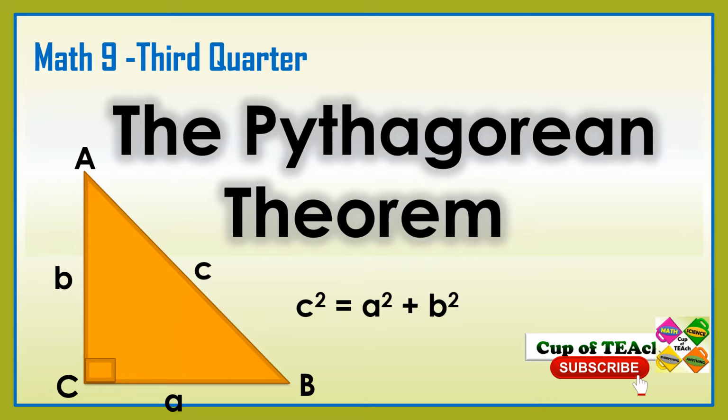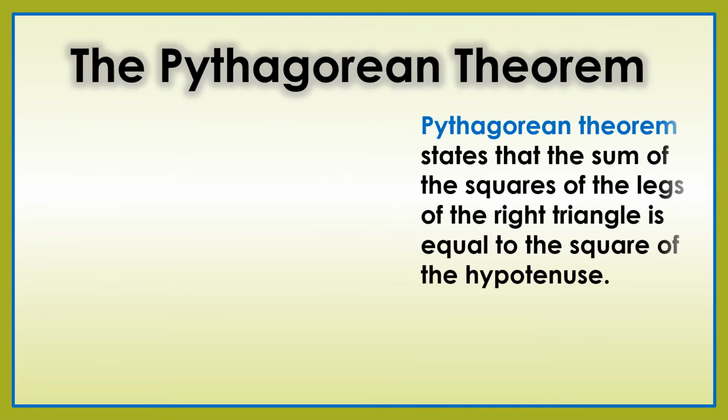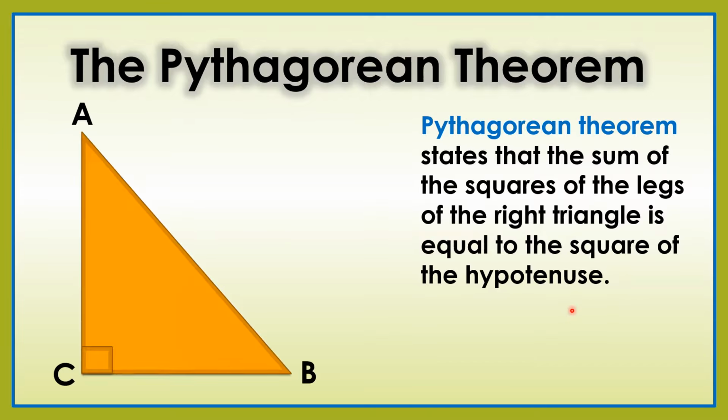This time we're going to discuss the Pythagorean Theorem. The Pythagorean Theorem states that the sum of the squares of the legs of the right triangle is equal to the square of the hypotenuse. So let's have here the right triangle.